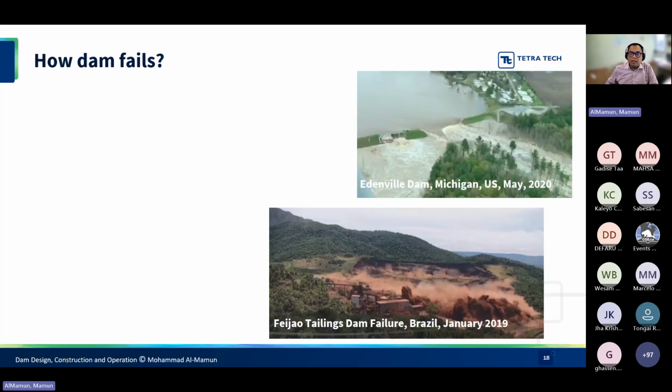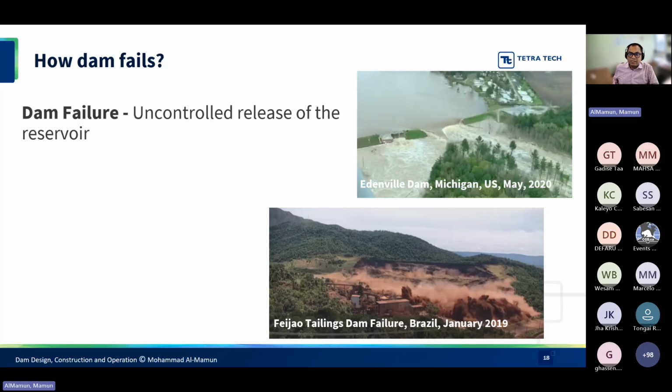So, how dams fail. I think the bigger part of dam practice is that we have to prevent failure of dams, because dams are massive structures, and the consequence of failure could be detrimental, right? It can cause fatalities, and we have seen a big number of fatalities throughout history.